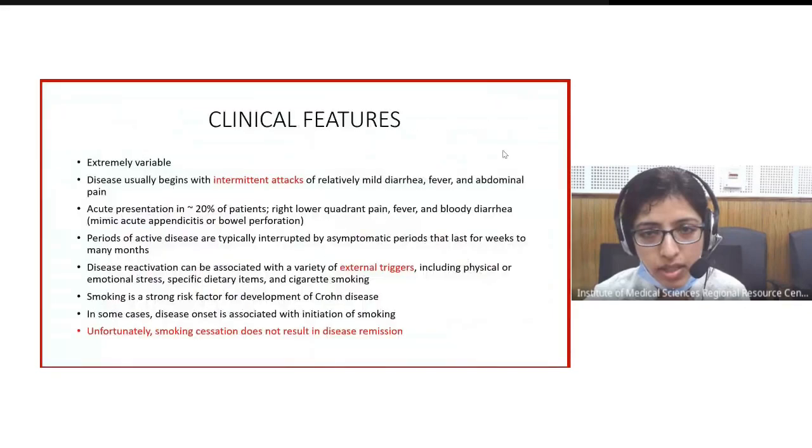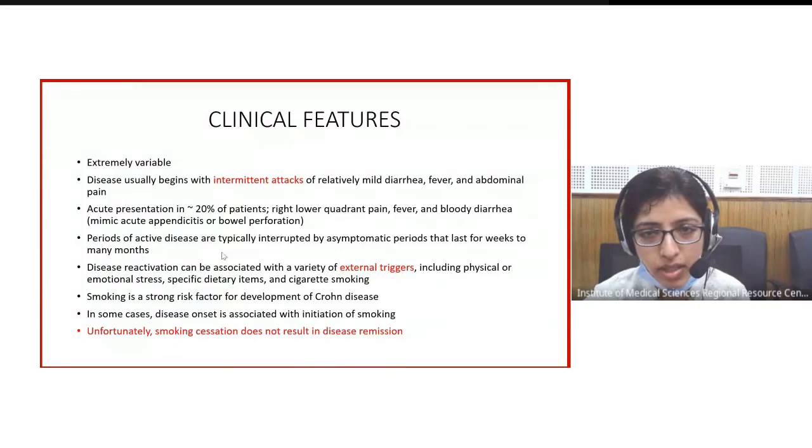Now, quickly, what are the clinical features? They are again very variable because it will depend on the morphological expression of the disease. Usually it begins as intermittent attacks of relatively mild diarrhea, fever, and abdominal pain. In acute presentation, 20% of the patients may present acutely, that is to the emergency, with severe right lower quadrant pain, fever, and bloody diarrhea. So it mimics acute appendicitis or even bowel perforation. It can be that acute in presentation.